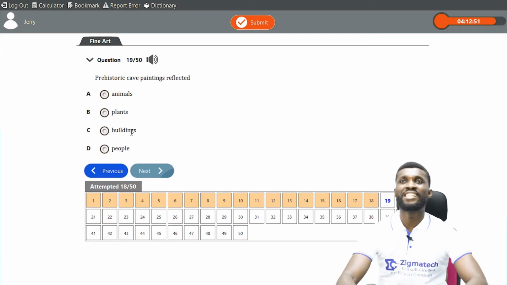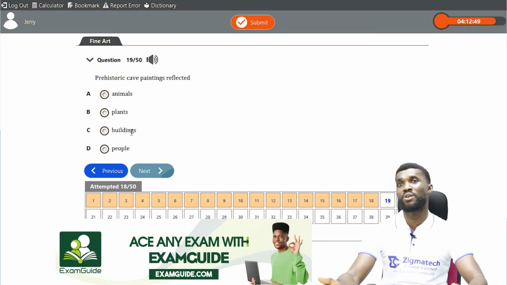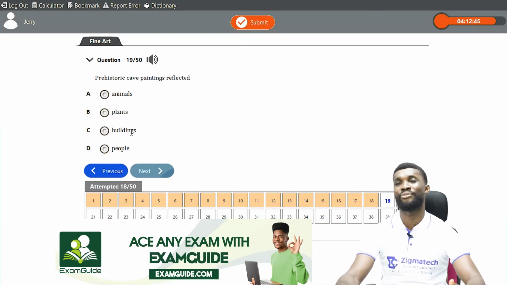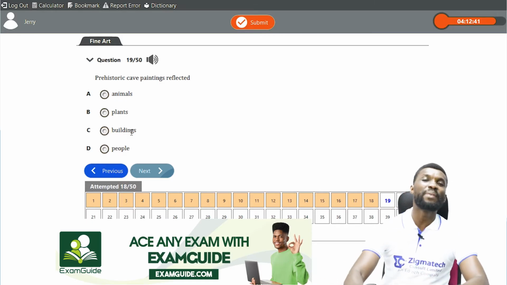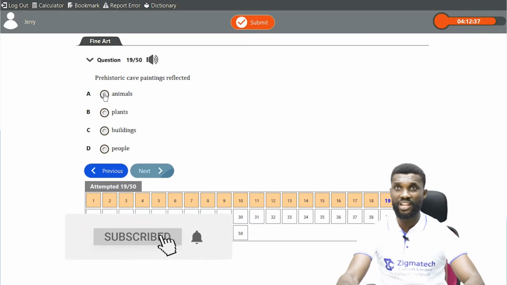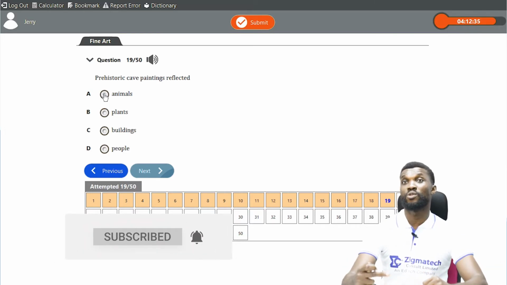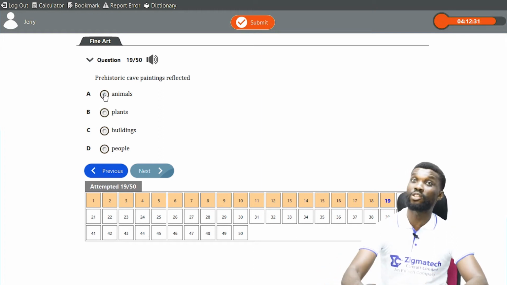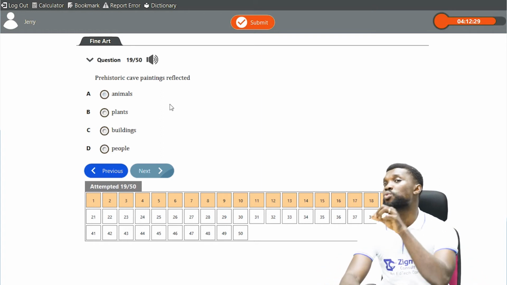So the next option, is it building? They never painted building because they don't have houses. Is it plants? They don't even plant because they feed on raw objects. So they painted animals. So if you go to my course, Prehistory Art, you will hear me talk about the characteristics, features of some of their paintings. I told us that they paint animals, and they don't just paint these animals, it is for ritual purposes.